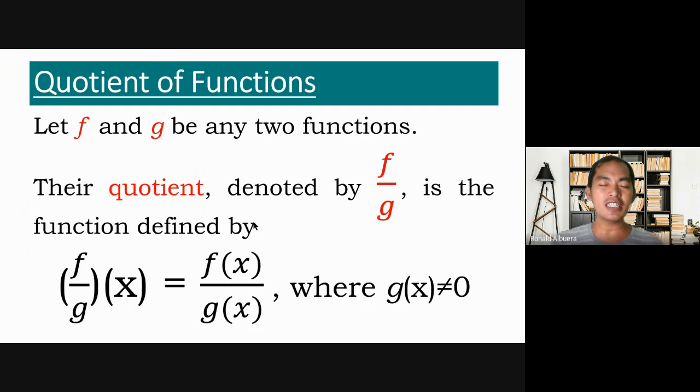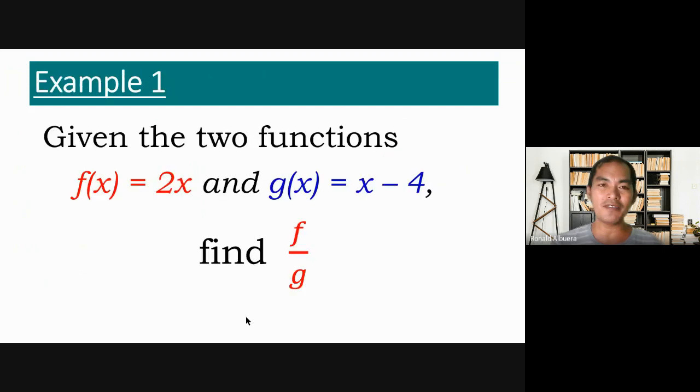Let f and g be any two functions. Their quotient, denoted by f over g, is the function defined by (f/g)(x) equals f of x over g of x, where g of x is not equal to 0. By definition, dapat ang denominator ay hindi maging 0 kasi undefined siya. Yan ang ibig sabihin ng definition.